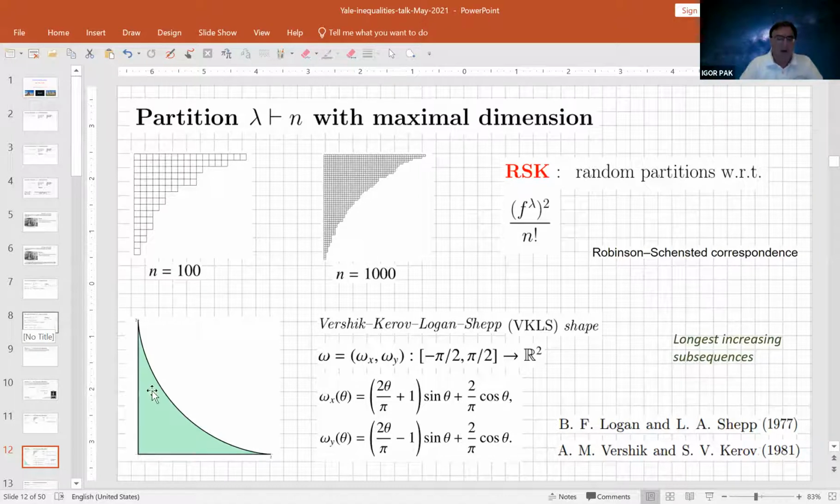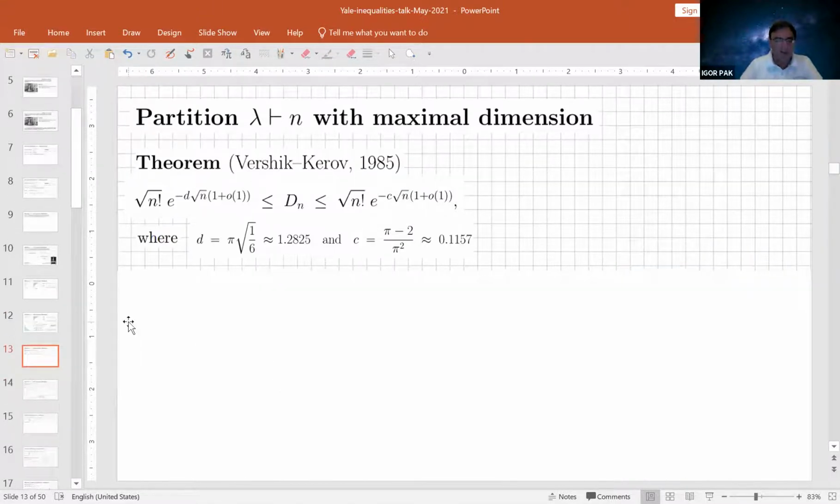So in fact, because the number of partitions is very small, the dimension is going to be very close to square root of n factorial. Dimension of almost all of those representations. Almost all random representations, in particular the maximal one. It cannot be larger.